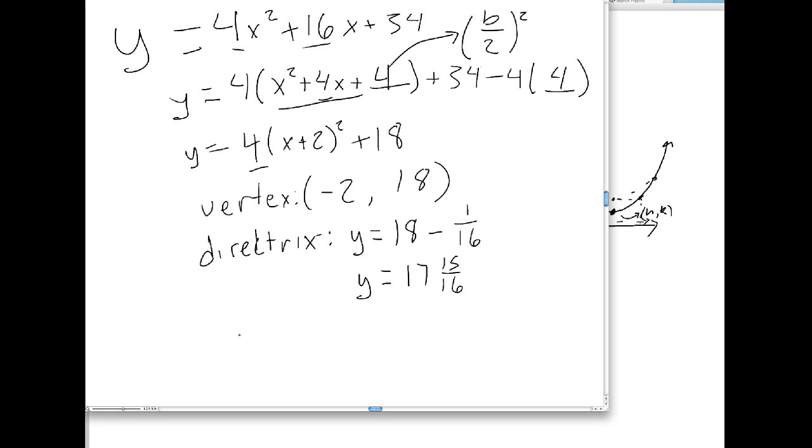Now our axis of symmetry, or our AOS, is always the x-coordinate of the vertex. Well, here the x-coordinate is negative 2, so it's x equals negative 2.